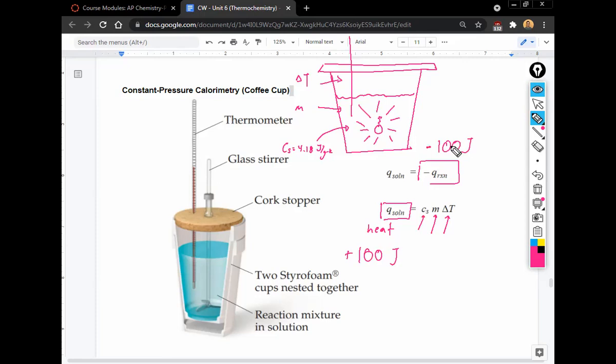So what we can do is use a calorimeter to figure out how much energy a reaction or a bomb or something like that releases when it goes off. Okay, so that's what we'll be doing in our lab. But let's do one example just so that we can see what's going on, okay?